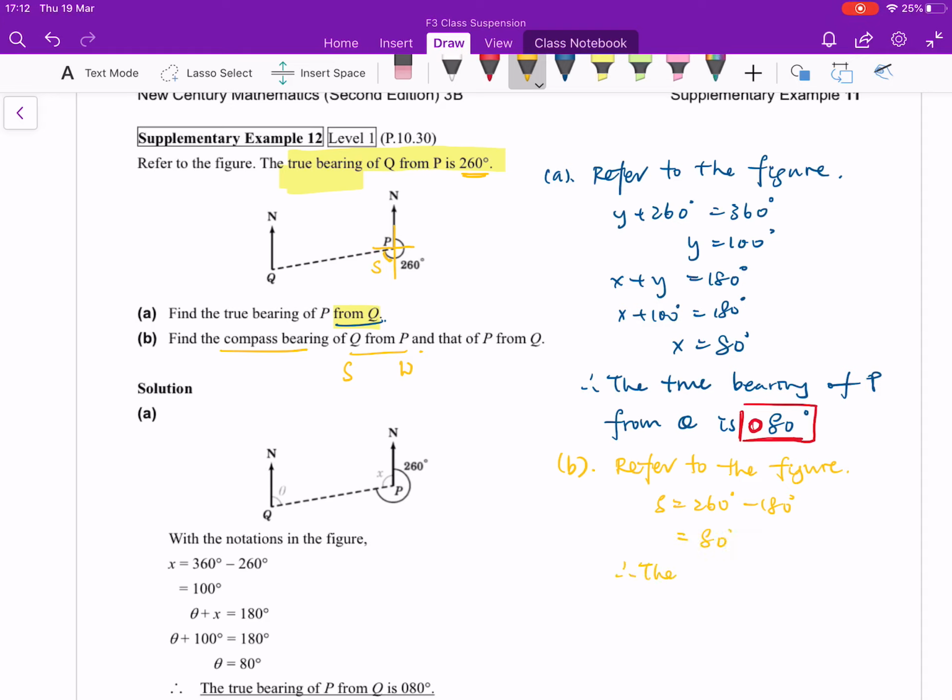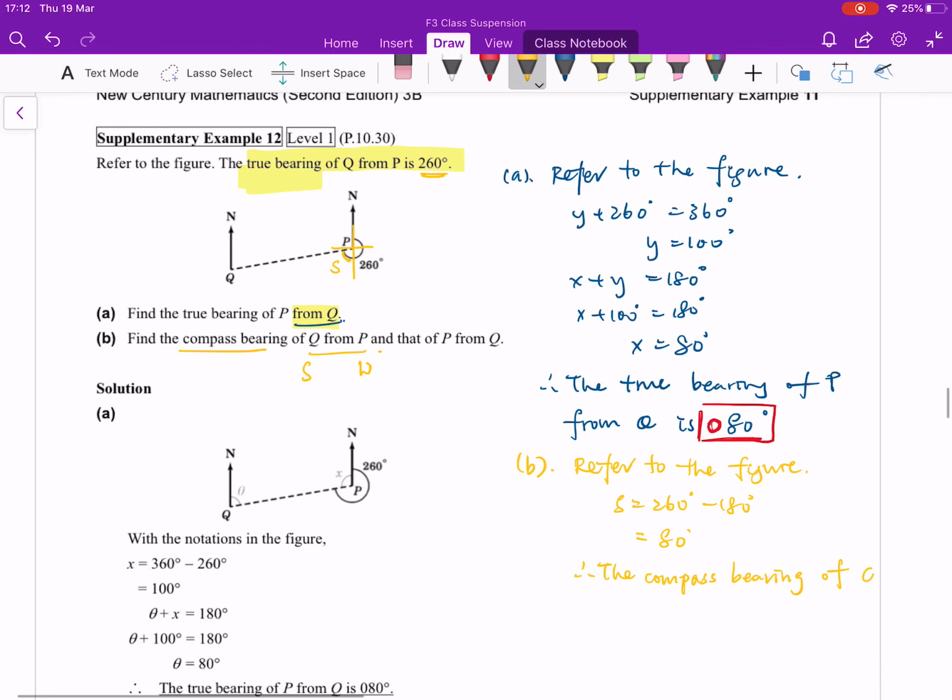For the compass bearing, quite clearly, because you have to answer 2 bearings in one part here, of Q from P is S 80 degrees W. Okay, S 80 degrees W.